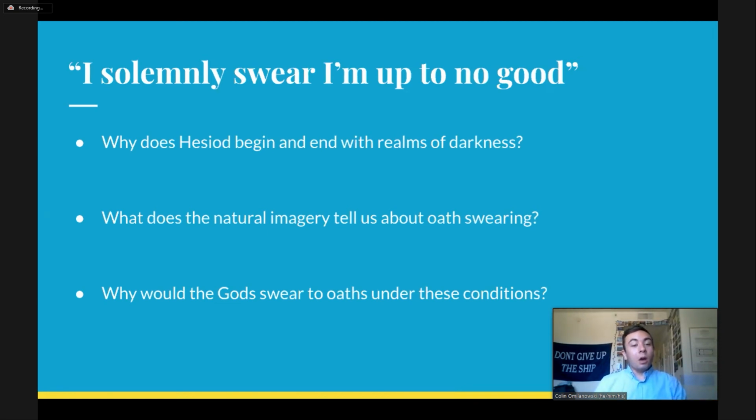Number 2, what does the natural imagery tell us about oath swearing? Remember, there's a lot of imagery about rocks, water, running water. There's the imagery of the water from Olympus all the way down to the river Styx in the underworld. And lastly, why would the gods swear to oaths under these conditions?